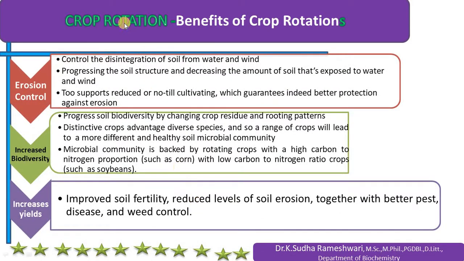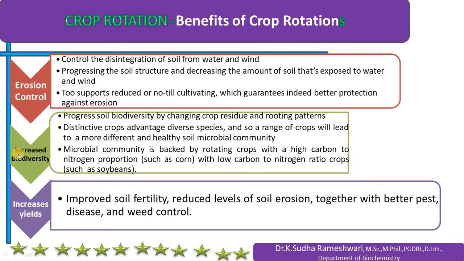Crop rotation helps control the erosion of soil from water and wind by improving the soil structure and decreasing the amount of soil that is exposed to water and wind. Crop rotation also supports reduced or no-till cultivating, which is indeed better protection against erosion.